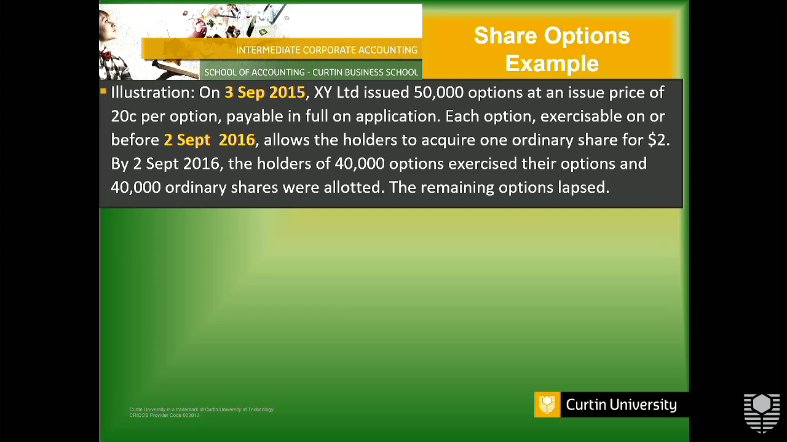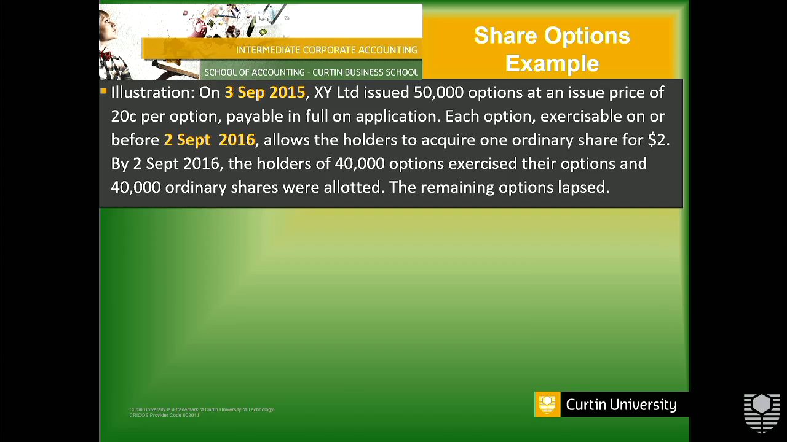Okay, quick example here. On the 3rd of September 2015, XY Limited issued 50,000 options at an issue price of 20 cents per option, payable in full on application. Each option was exercisable on or before 2nd of December 2016, so basically 1 year later. It allows the holders to acquire one ordinary share for every two that they hold. By the 2nd of September, the holders of 40,000 options exercised their options and 40,000 shares were allotted. The remaining options elapsed.